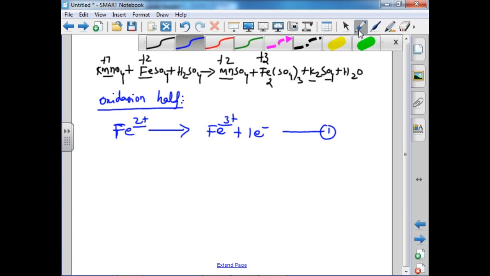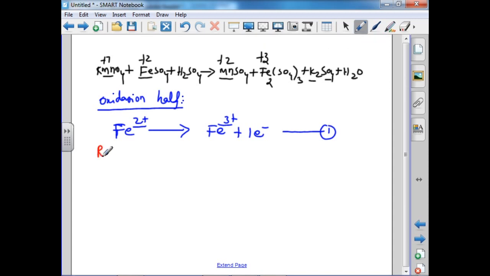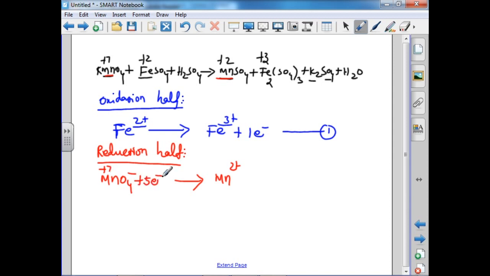Second one is the reduction half: MnO4 minus gives Mn2 plus. Mn is in the plus 7 oxidation state. So what is the difference from plus 7 to plus 2? There are 5 electrons. So it gains 5 electrons to form Mn2 plus.